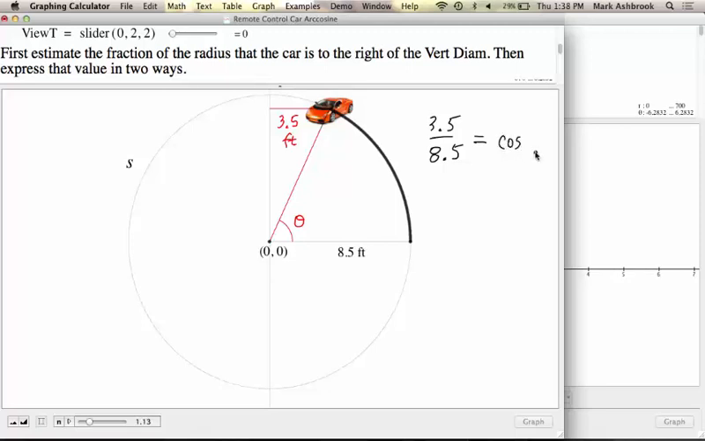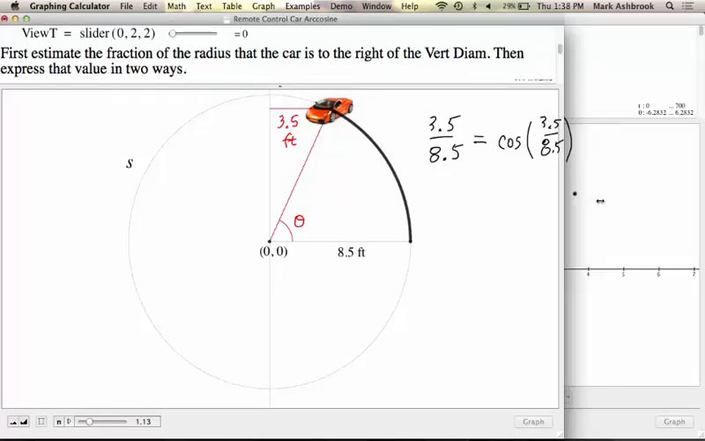Cosine of 3.5. Agree with that? Cecilia, what do you think? Is it cosine of 3.5 over 8.5? So 3.5 over 8.5 equals cosine of 3.5 over, someone else said that earlier. Wait, are we finding the angle? No, I'm asking to express the horizontal distance to the right of the vertical diameter as a fraction of the radius.